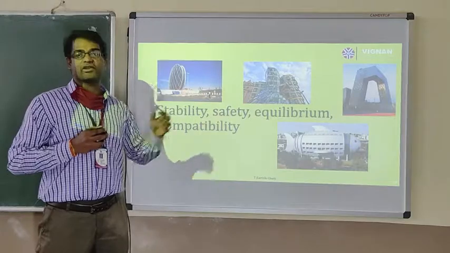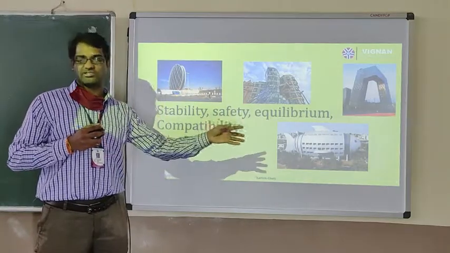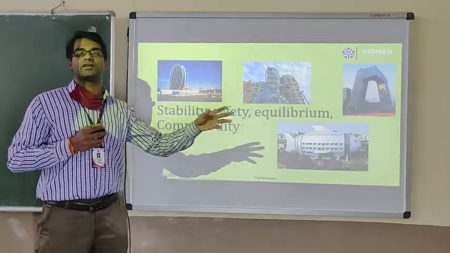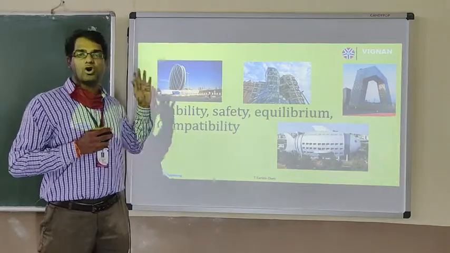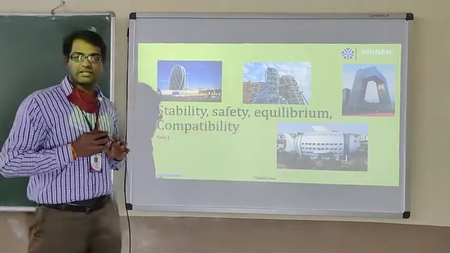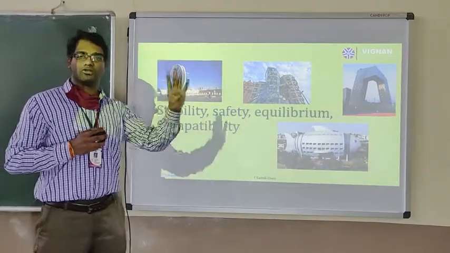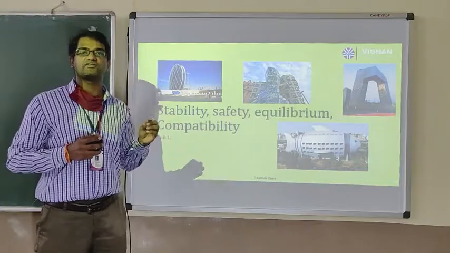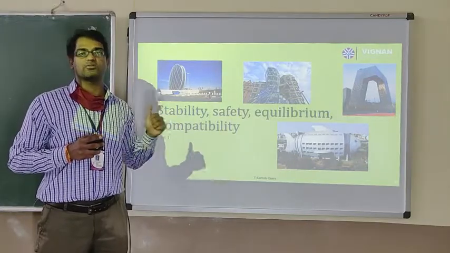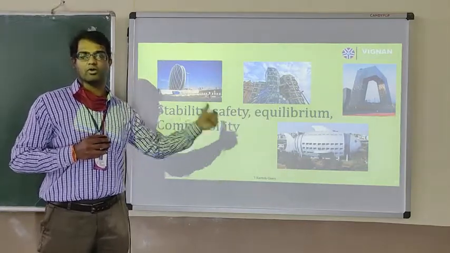So the bottommost figure you can see is the fish building which is in Hyderabad, right? That is the fisheries department of the government. So all these buildings which are out of shape should essentially meet all the four requirements which are listed below. One is stability, safety, equilibrium, and also mainly compatibility. We are going to talk about that.